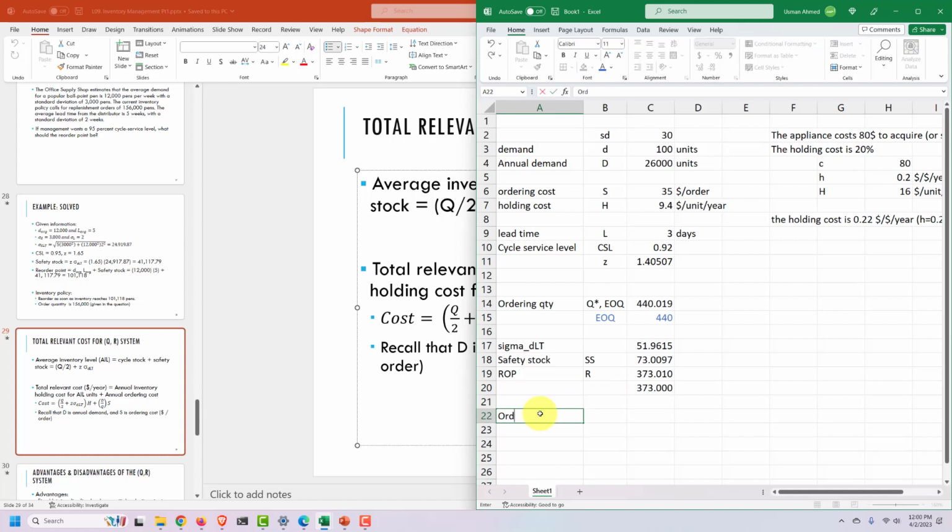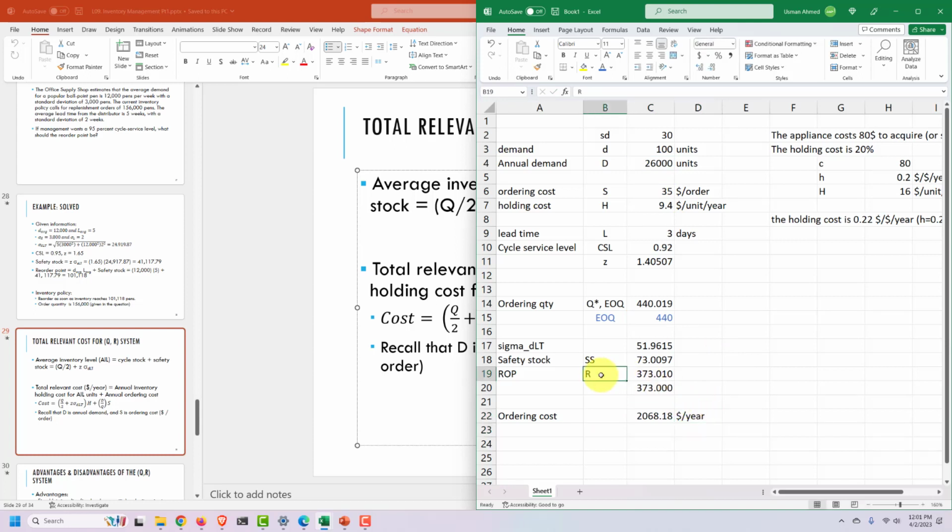Okay, so let's do it. Ordering cost, that's going to be capital D, so that's annual demand, divided by Q. Q is 440. We're going to use the rounded value because that's the answer we put in. Times S, which is the cost per order. D over Q gives you the number of orders you place in a year. So 26,000 over 440 is approximately how many orders you place. Each order costs you 35, times 35. That's your ordering cost in dollars per year.